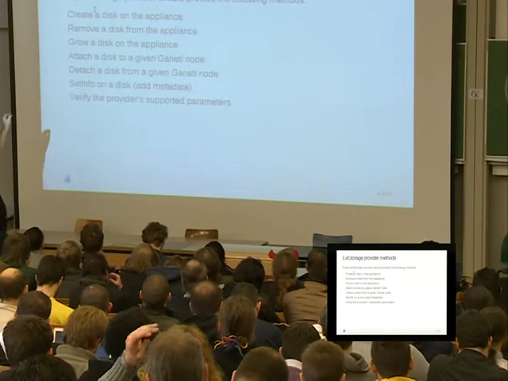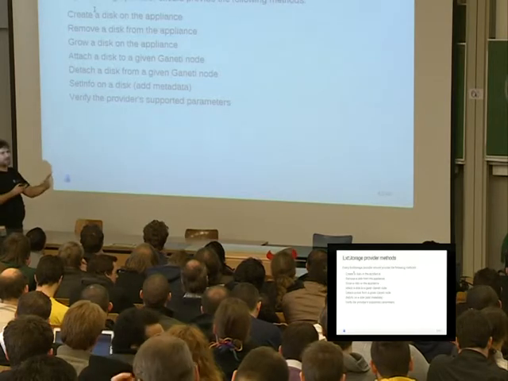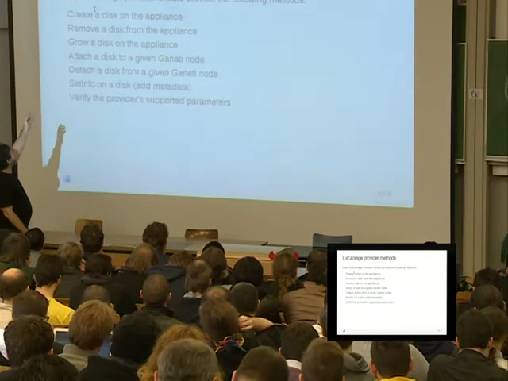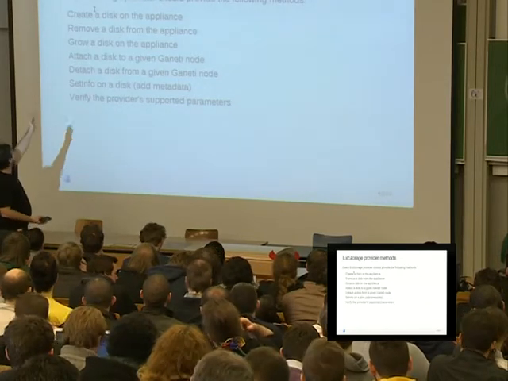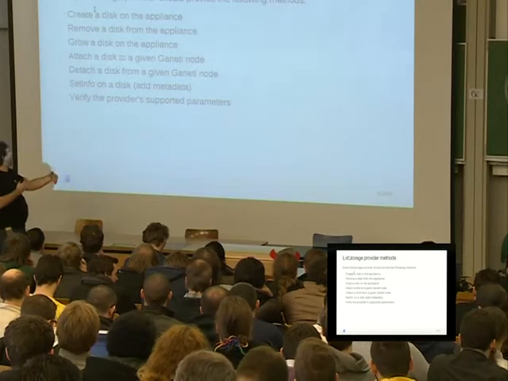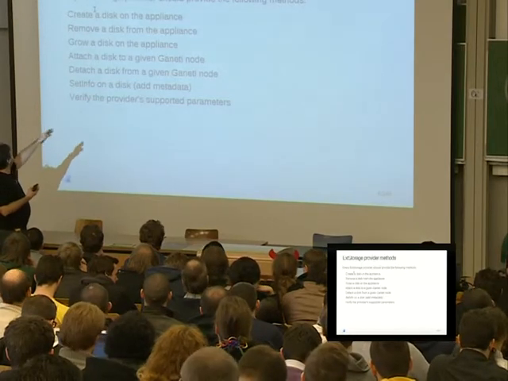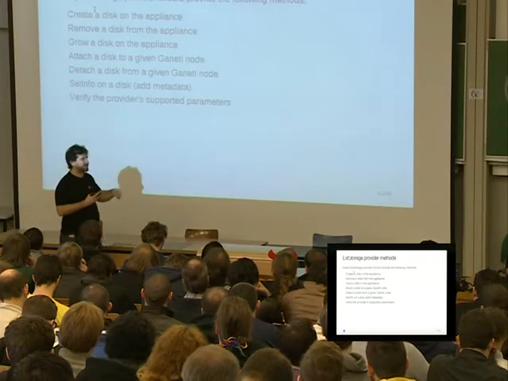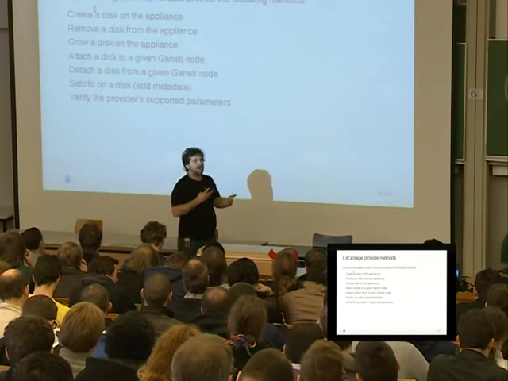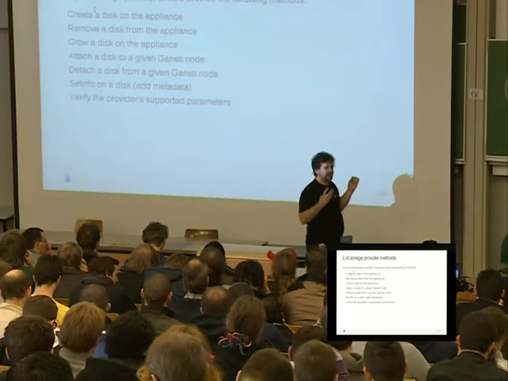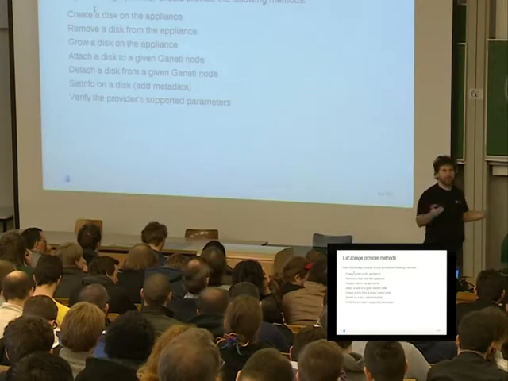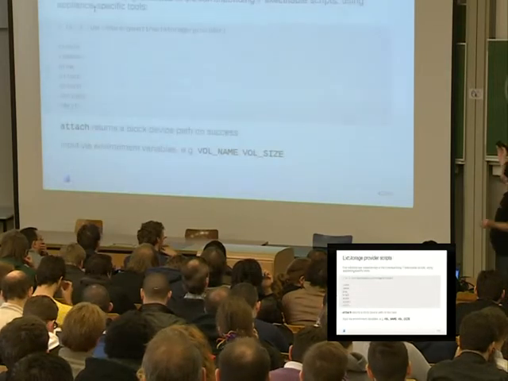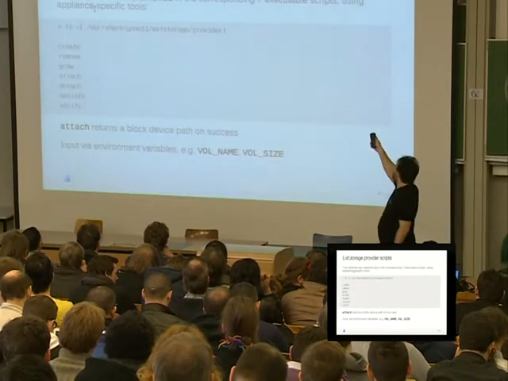So every provider provides methods that basically talk to your backend storage and do things on it. So there must be a way to create a disk on the backend appliance, remove, grow a disk, attach a disk to a node, detach it, add any metadata, and verify the provider's supported parameters in case you have an extra parameter that says something else. For example, which actual backend to use among a set of 5 that use the same hardware and so the same provider, right? So how does a provider actually look like?